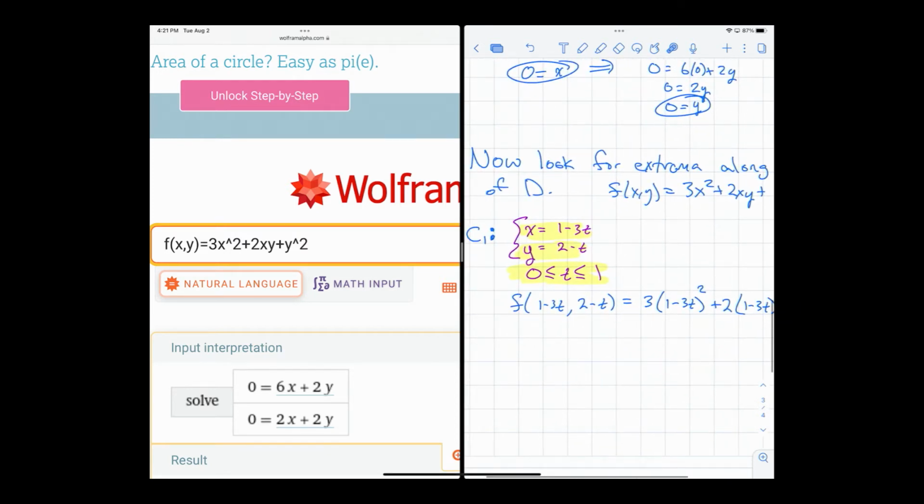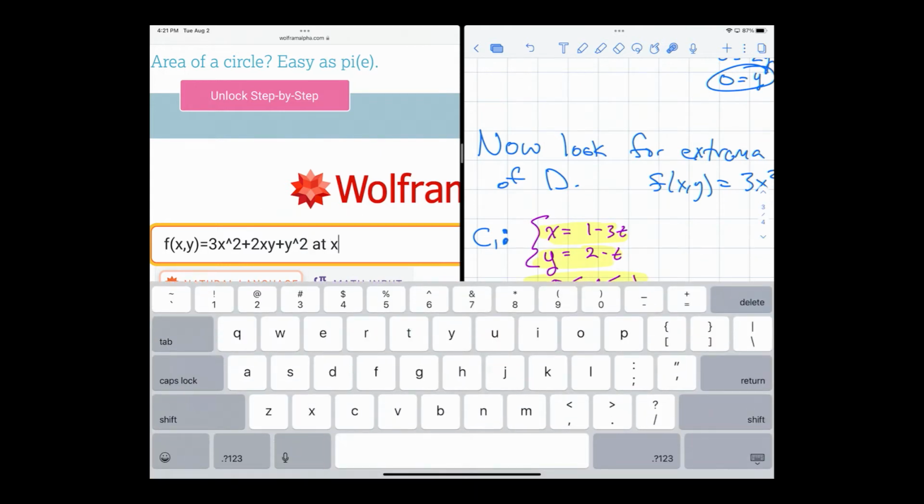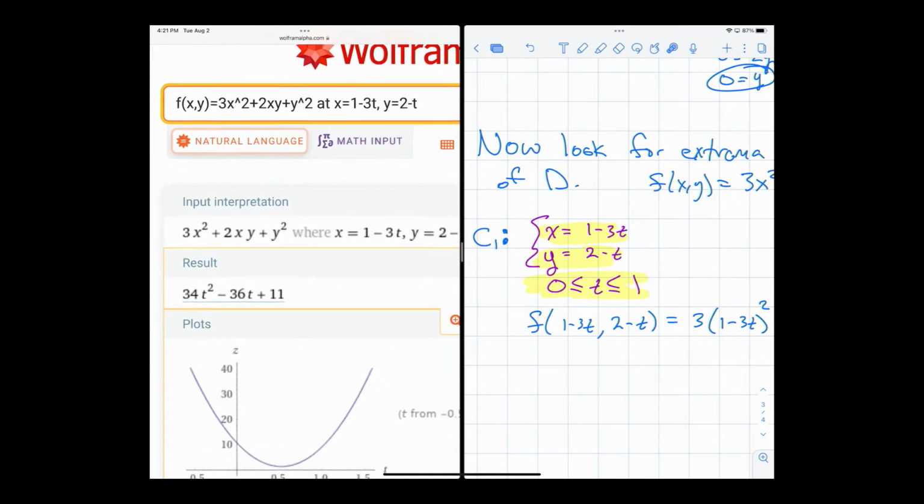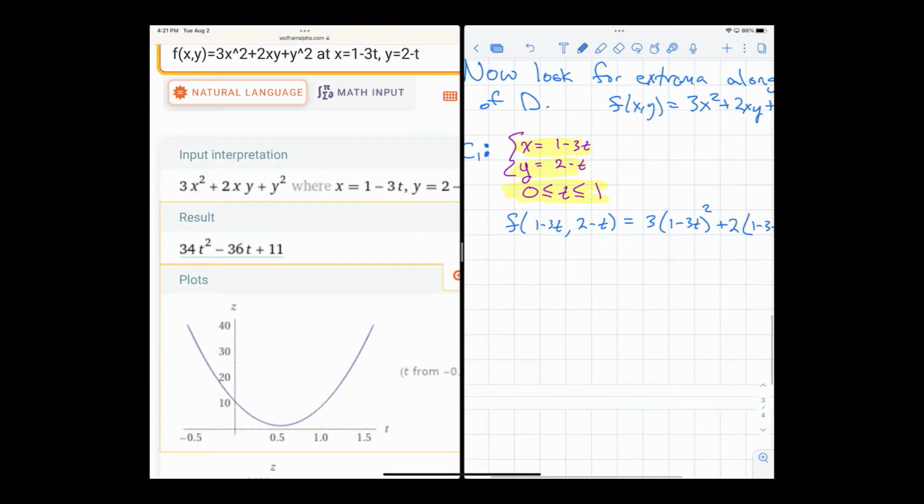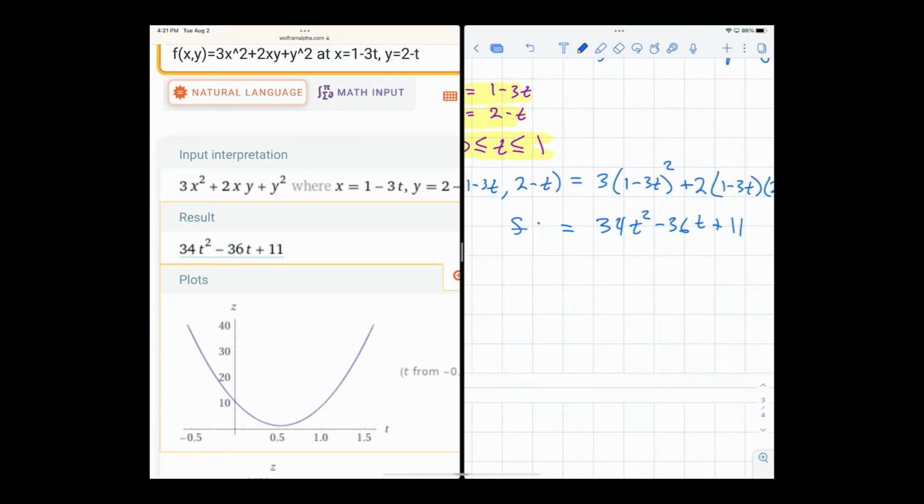I'm going to say, there's my f of x, y, and I'm going to say at x equals 1 minus 3t, y equals 2 minus t. I'm not even going to type in the long thing. I'm just going to tell it what I want, and it will spit out the answer for me. And so the right side here is 34t squared minus 36t plus 11. That's all just t's. So this is my function now.